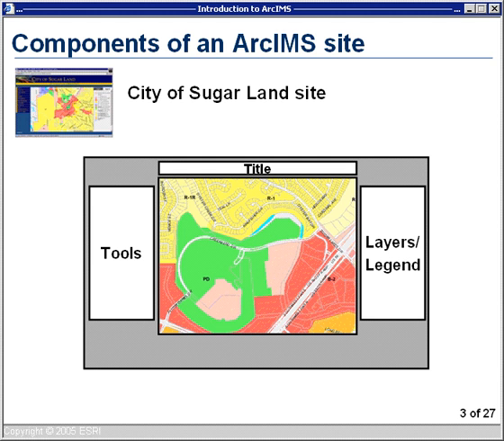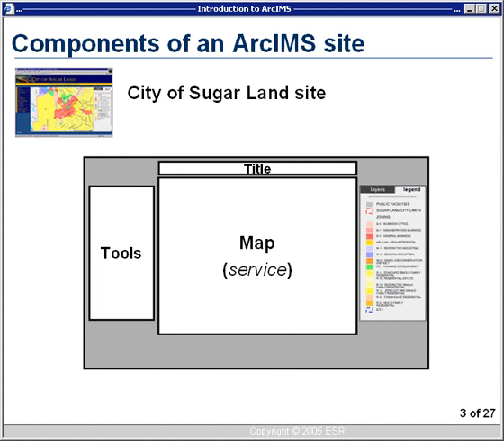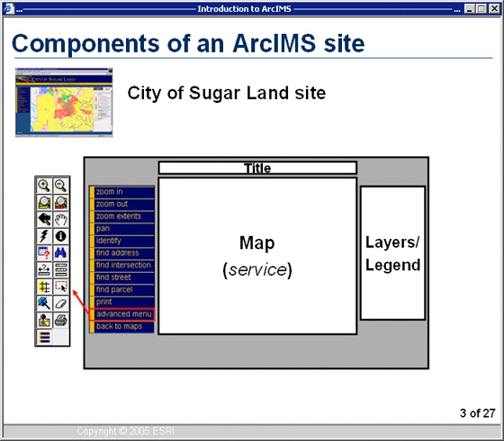You can see in the schematic on this slide that a basic ArcIMS website includes a map display area, a listing of the layers being displayed which the user can interact with, and a legend showing the symbology used in the map display. This site has been customized to include tools with text on the buttons for non-GIS users with the option to click on the Advanced Menu button to switch into a graphical toolbar.